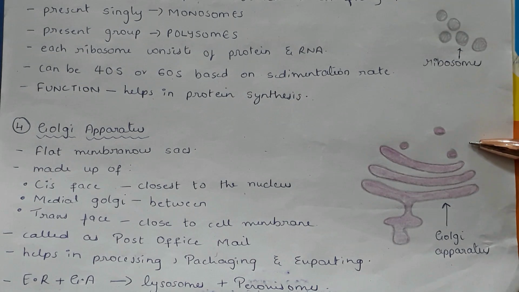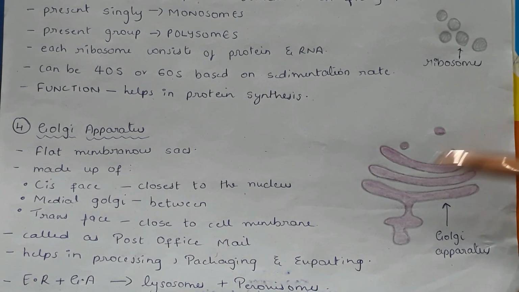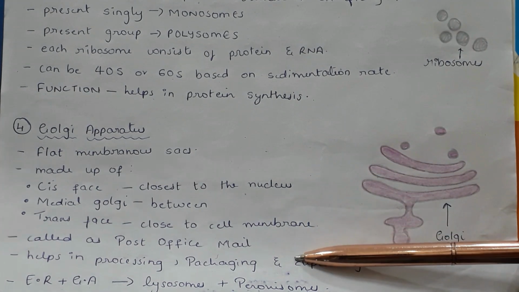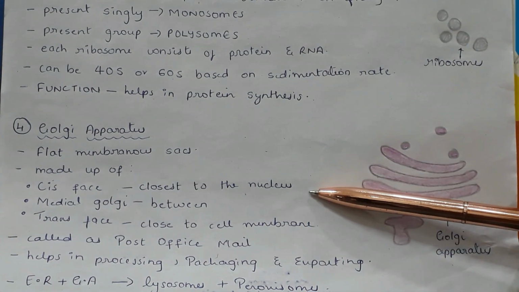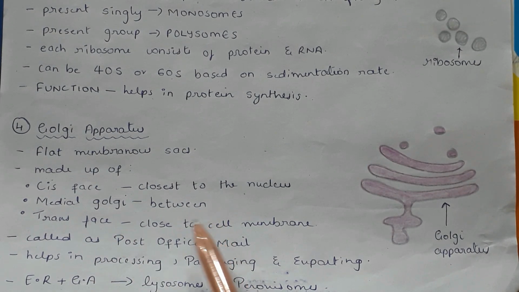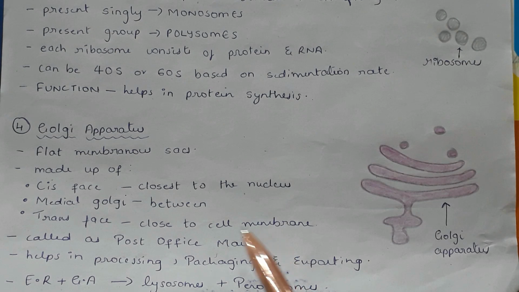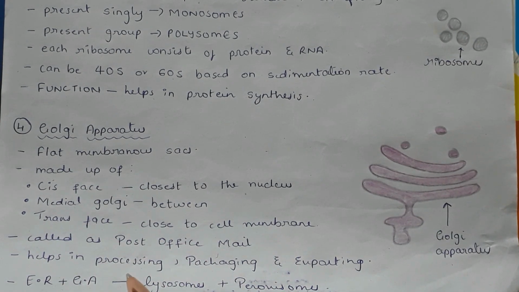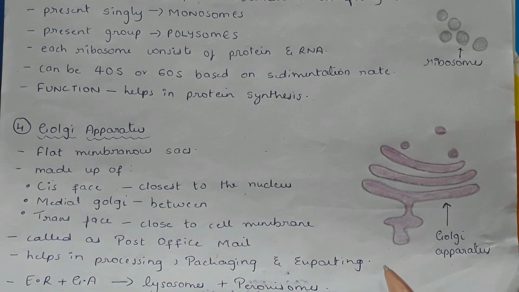Golgi apparatus. These are flat membranous sacs which are made up of the cis face, the medial Golgi and the trans face. The cis face is closest to the nucleus. The medial Golgi is in between. The trans face is closest to the cell membrane. It is called the post office mail. It helps in processing, packaging and exporting.